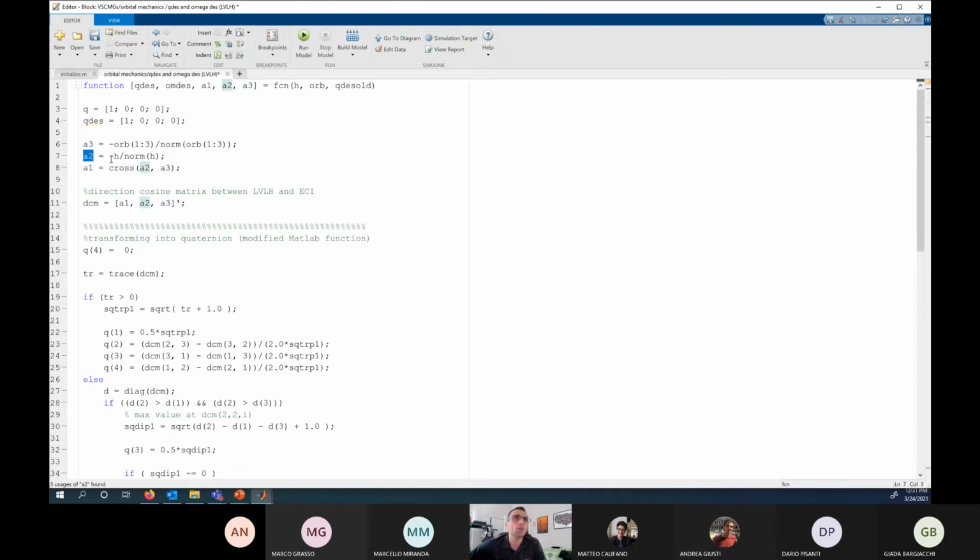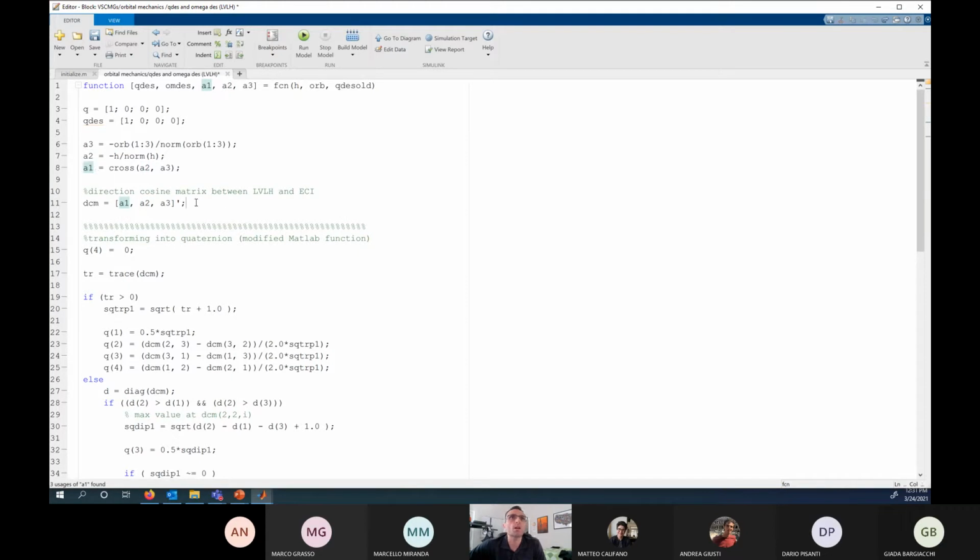And then axis 2 is minus the unit vector in the direction of H. So it's pointing opposite to H. It's the pitch axis. So this is the yaw, this is the pitch, and then you cross the two and you get the roll axis.